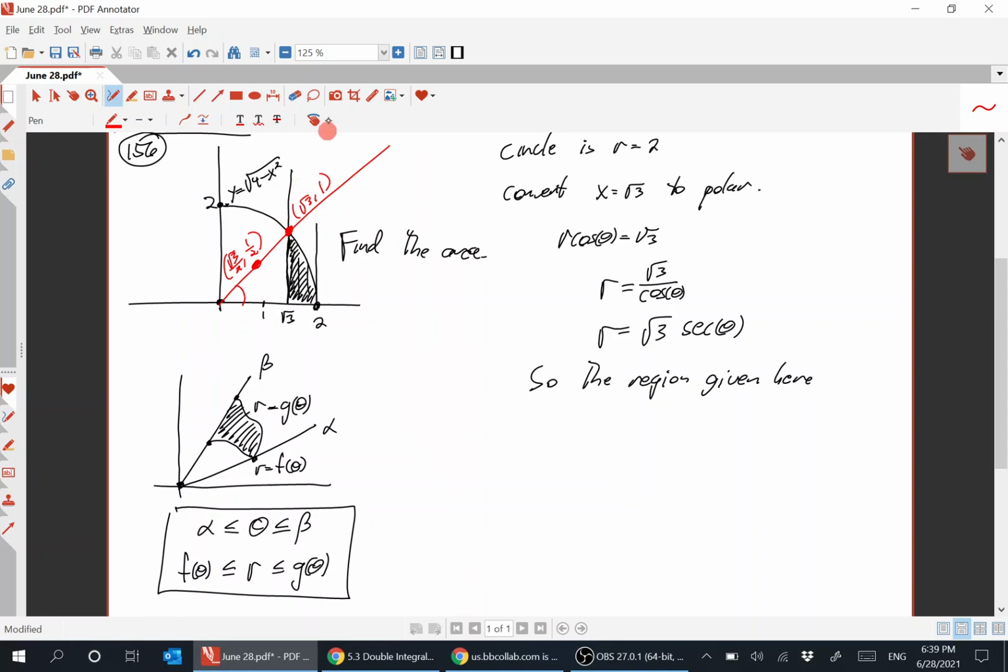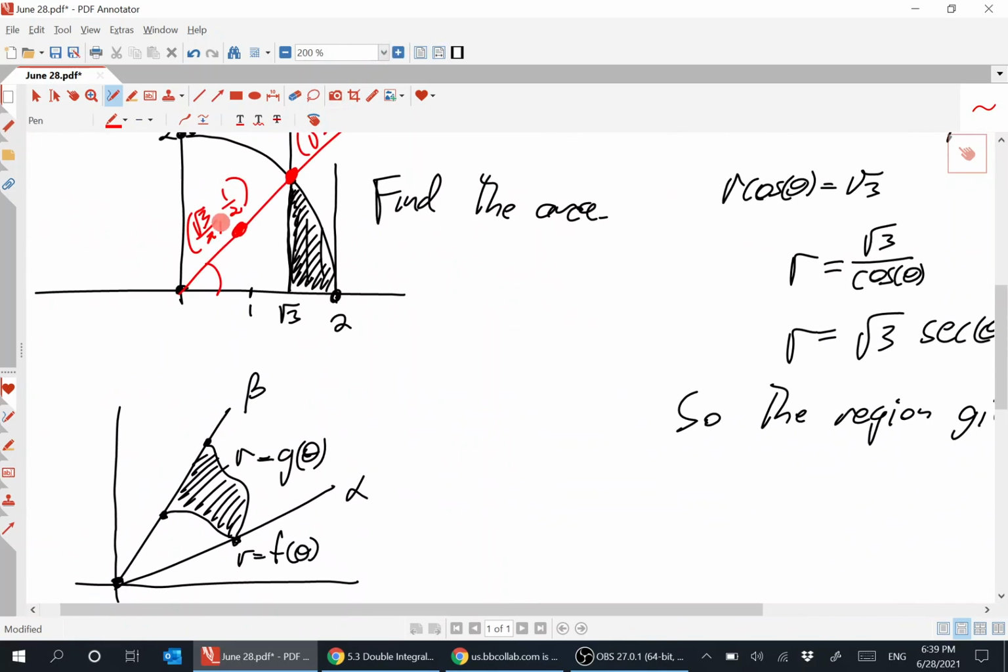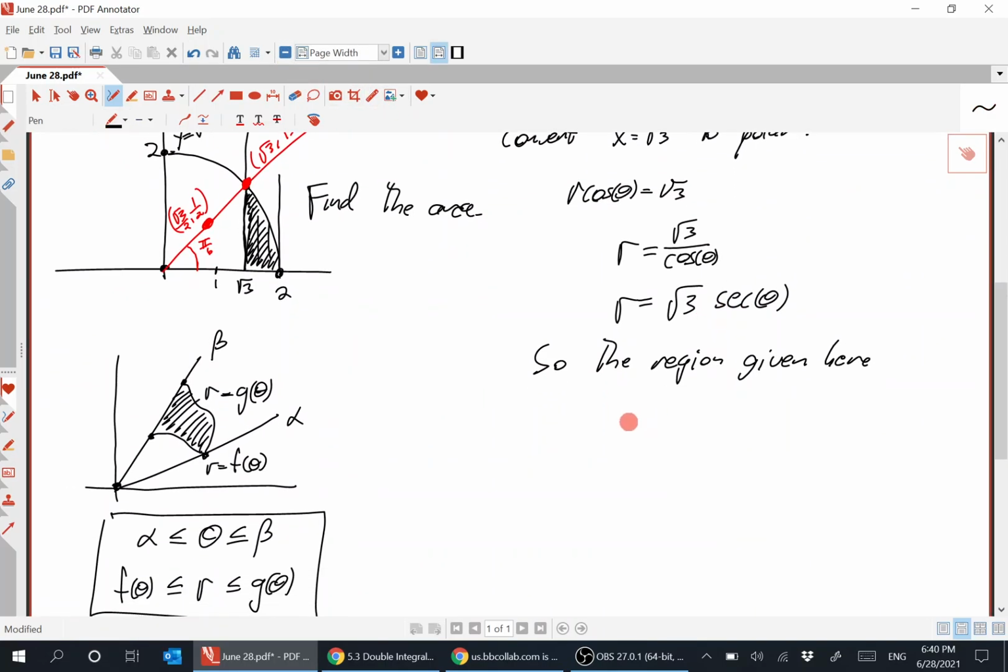So what is the angle here? If this is the point root 3 over 2, 1/2, what's the angle here? This is cosine and sine. So this angle here is what? If this is cosine and sine, this angle here is pi over 6. So the region being described here is 0 less than or equal to theta less than or equal to pi over 6.